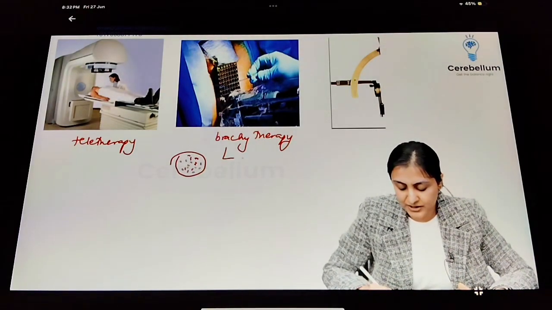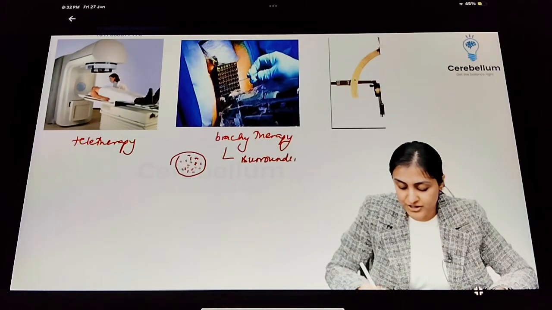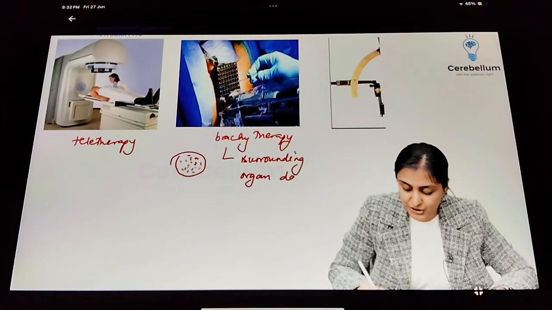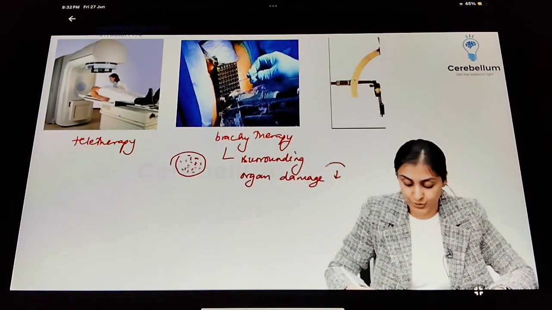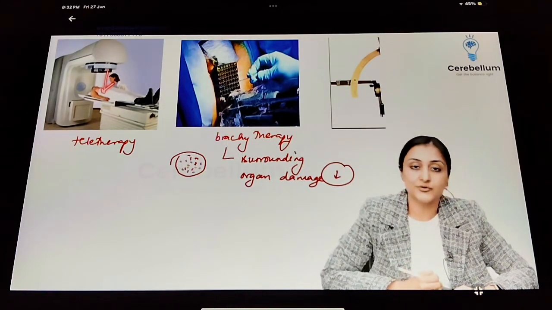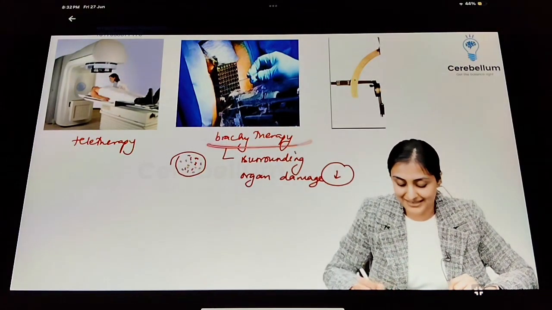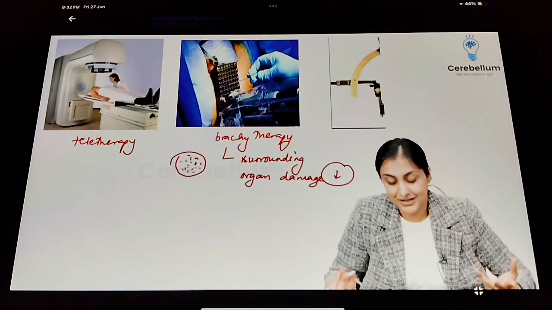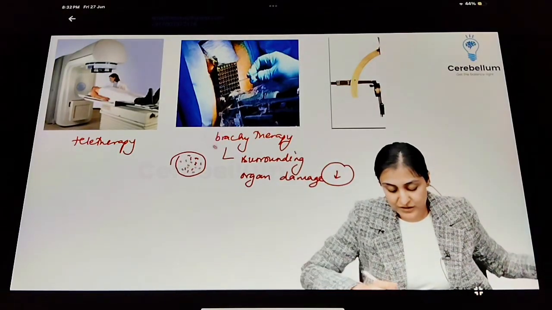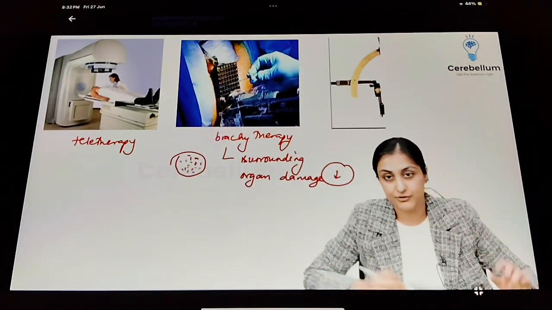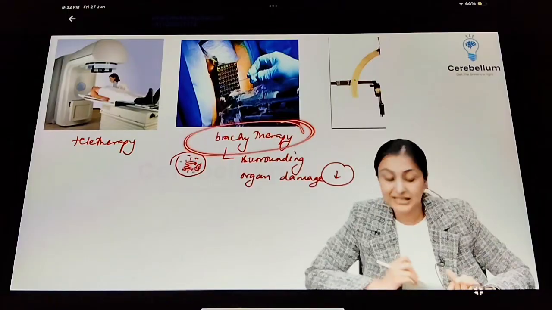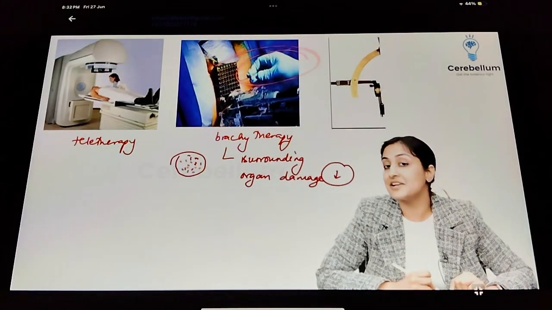Brachytherapy has the advantage that the surrounding organ damage is reduced, right? So the surrounding organ damage is reduced because you are going inside the tissue. But in teletherapy, everything in the line of the tumor will be irradiated. So that's why brachytherapy is better when you have a tumor, right? The only exception being a very large tumor. If it's a very large tumor, brachytherapy may not be effective. The disadvantage is when I'm putting the radioisotope now, the operator may get exposed to the radiation.